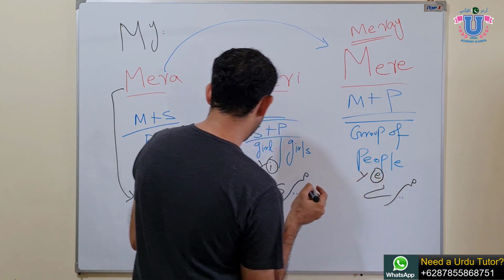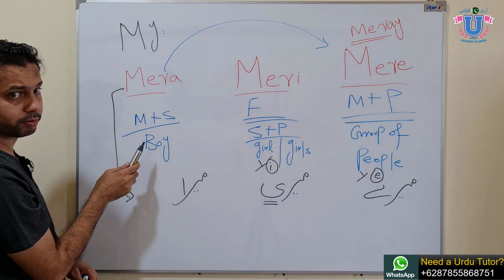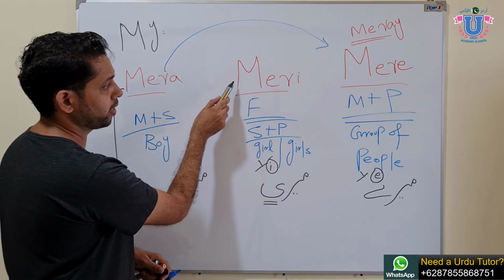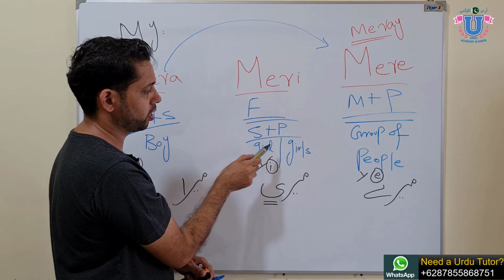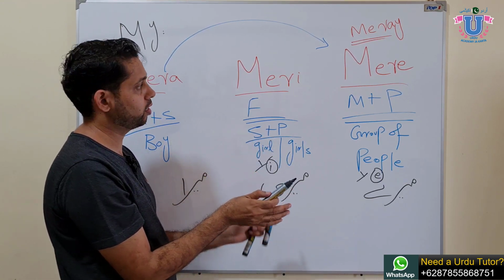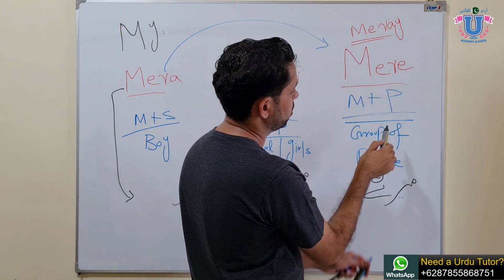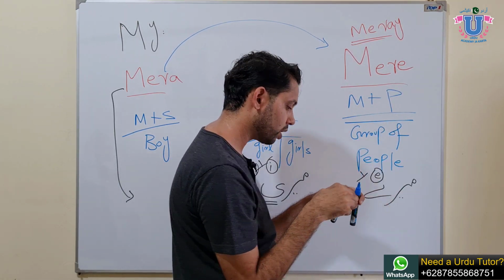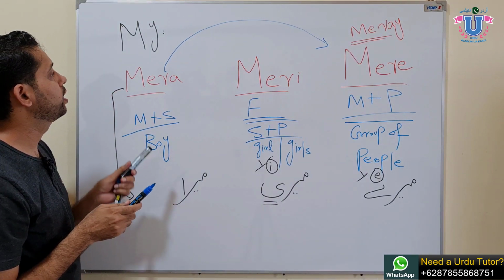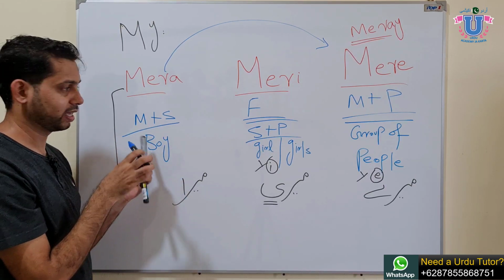Okay. Anyway, so what is mera? It is used for masculine singular, meaning for one boy, one person, if he is a male. Meri is for the feminine, no matter singular or plural, I mean one or more people. If feminine, always use meri. And the third, mere, we use for masculine plural or a group of people. Now, the biggest mistake people make when using mera, meri, what is that? We will learn right now. Okay, so let's go there.